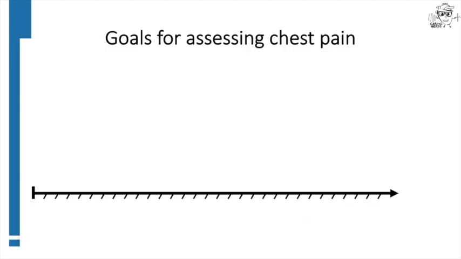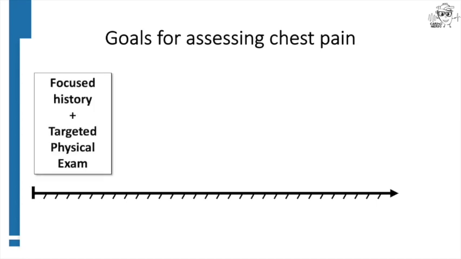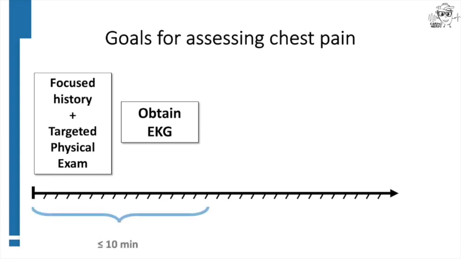When you're evaluating a patient with chest pain, your approach should be efficient and executed in a timely manner. This involves obtaining a focused history and a targeted physical exam, as well as obtaining a 12-lead EKG. These three components should be completed within the first 10 minutes. The goal of doing so efficiently is to answer two key questions.